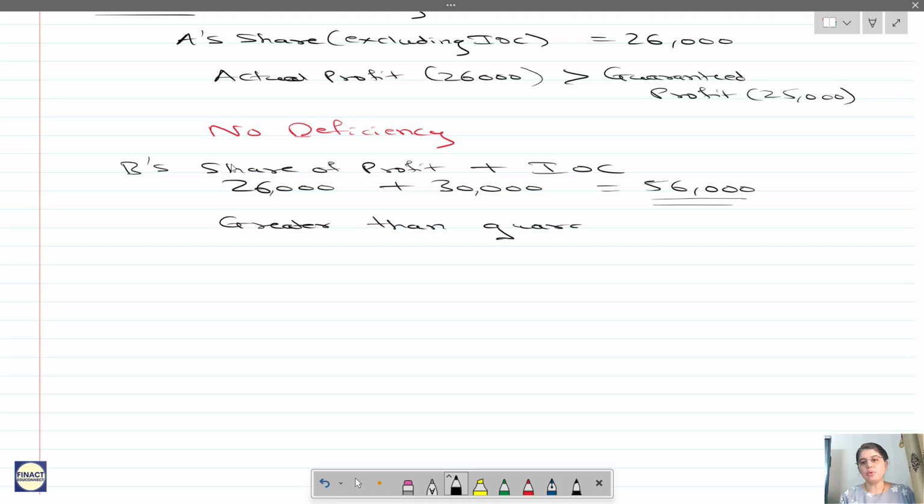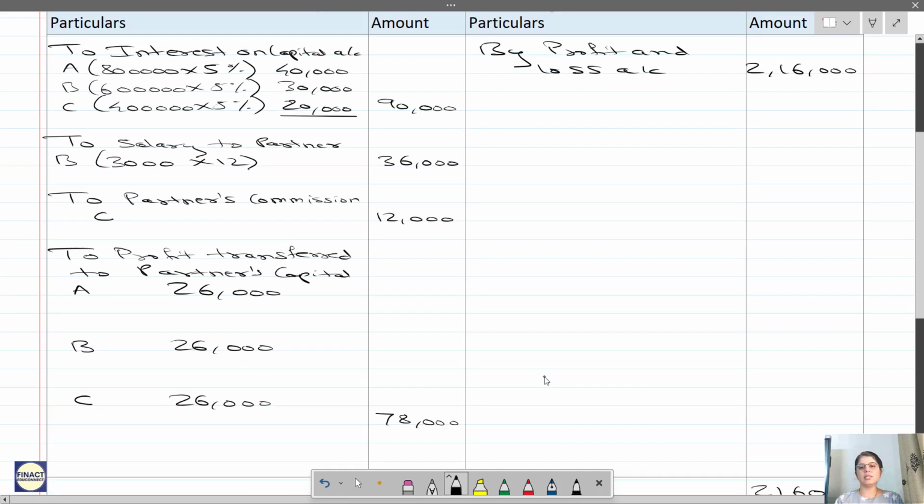So sometimes you need to read the wording of the guarantee. Guarantee can be including interest on capital. Guarantee can be including salary. Guarantee can be including partner's commission also. So if that is the case, you have to add that also to the profit. So for that, you have to read the question properly. Now in this case, there is no deficiency for both of them. So whatever we have done, it's correct. No need of any adjustment. So this P&L appropriation is correct. Okay, done.